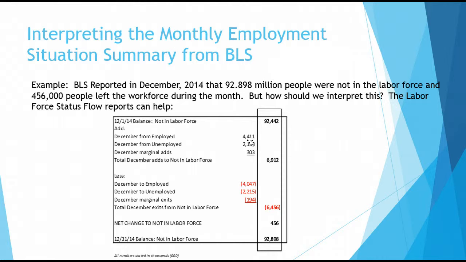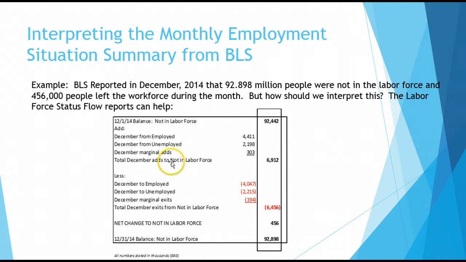So this number includes both retirements and disability. And then you have this grouping down here, December from unemployed. Now, people that are coming from being unemployed to going out of the workforce, you would generally associate those people with people who are tired or have given up looking for work. So in the month of December, 2,198,000 people landed in that category.